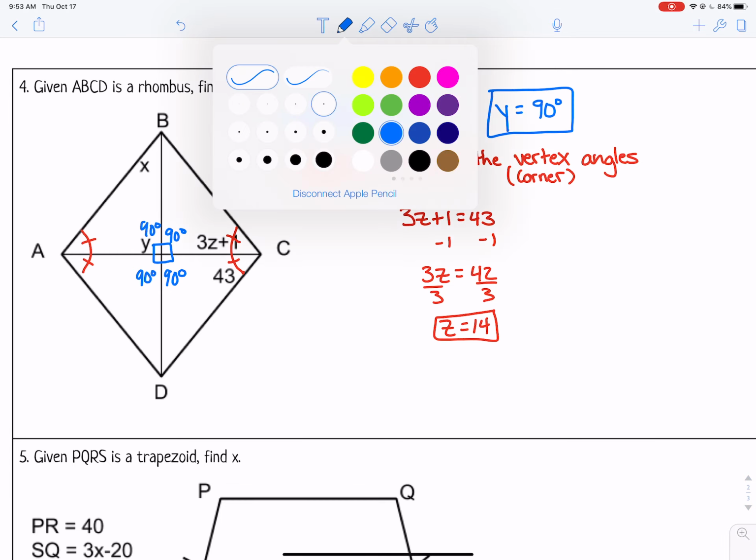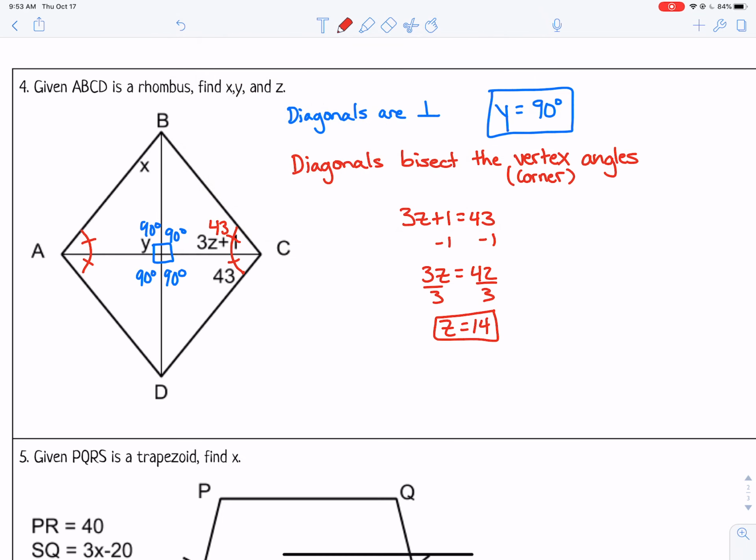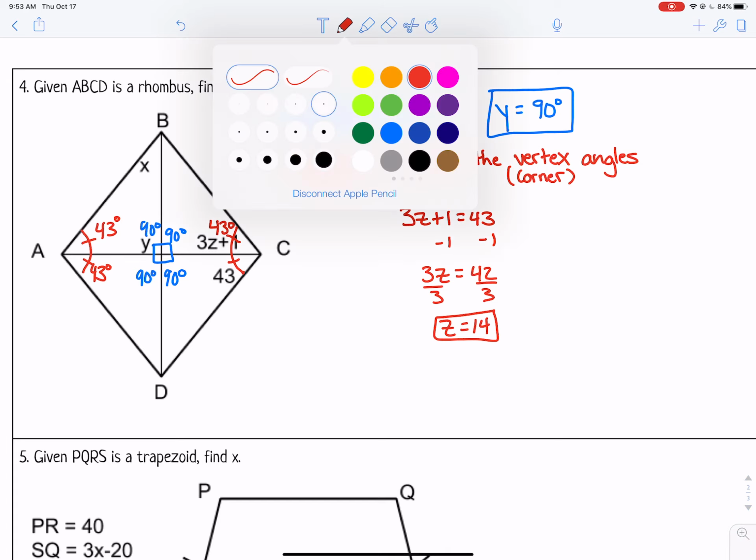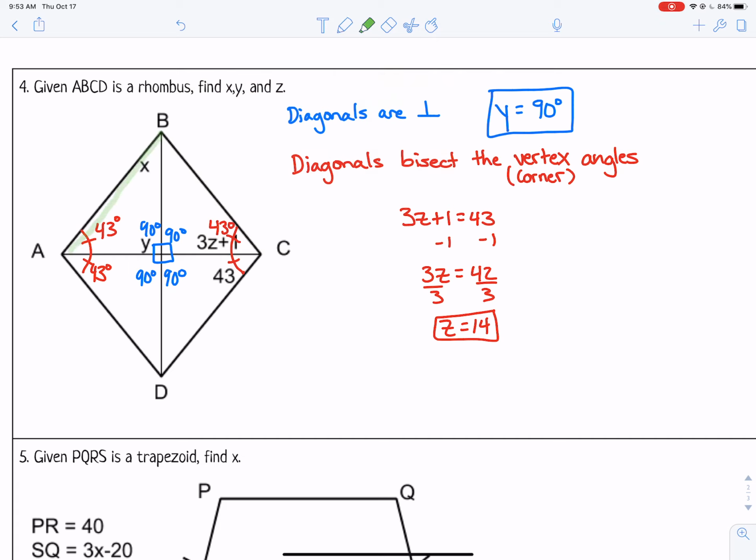So since I know that z is 14, and I know this angle is 43, that means these would also be 43 over here on this side of my figure. And that's going to help me figure out my x, because this triangle that's sitting in the corner of my rhombus, like any triangle, adds up to 180 degrees. So I know that x is just going to be 180 minus the 90 that we have right there, and minus that 43. And so that would turn out to be 47 degrees. All right, so we've got x, y, and z all solved for.